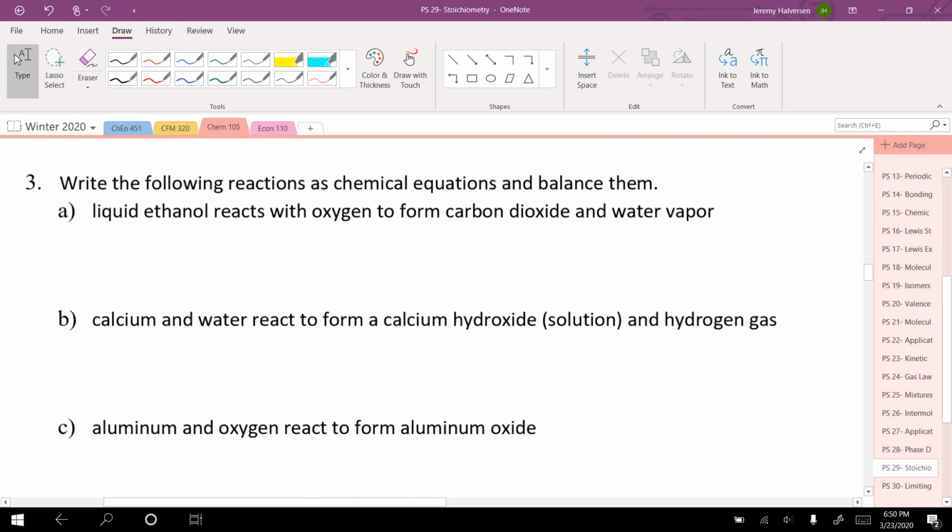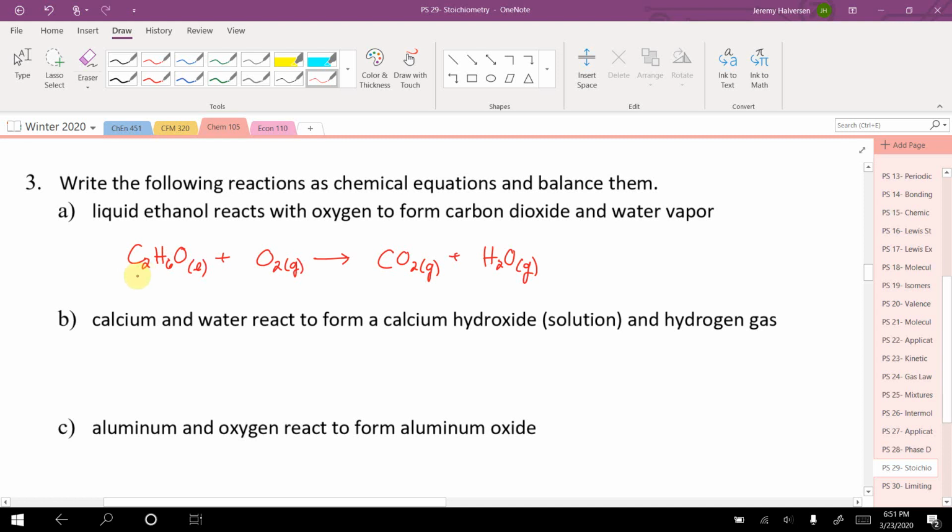Okay, liquid ethanol. Ethanol is C2H6O as a liquid. Reacts with oxygen. Oxygen is O2. To form carbon dioxide and water vapor. This is another combustion reaction. We're taking this hydrocarbon, adding oxygen, and making CO2 and water.